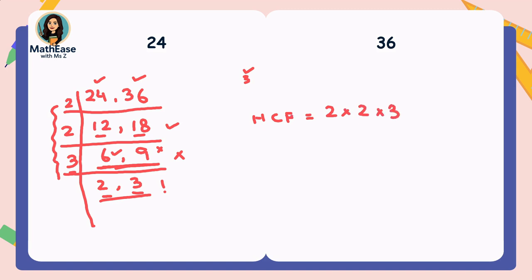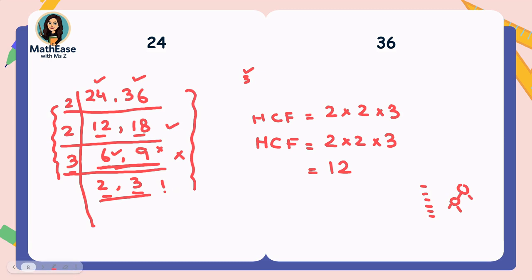So what we are going to do, we are going to write that the HCF of 24 and 36 is 2 times 2 times 3, which equals 12. See how clean that was? Instead of writing big lists or separate factor trees, we just divided both numbers side by side until no more common prime numbers were left.